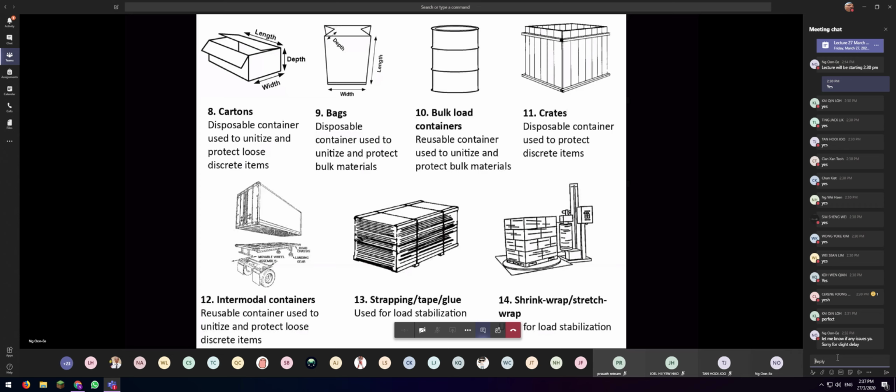You can use strapping or tape or glue to what we call stabilize the load, put things together. There's also shrink or stretch wrap, where basically you are putting the pallet, for example, and then you just rotate it round and round, and the shrink wrap around provides a very cheap and easy to do unitization. So after that, there's no possibility of it falling apart.